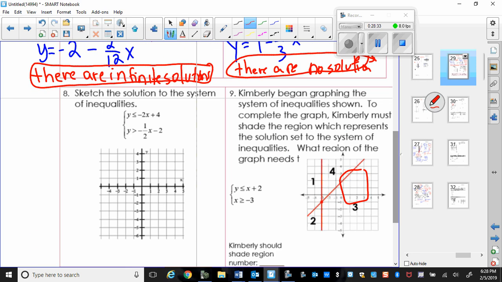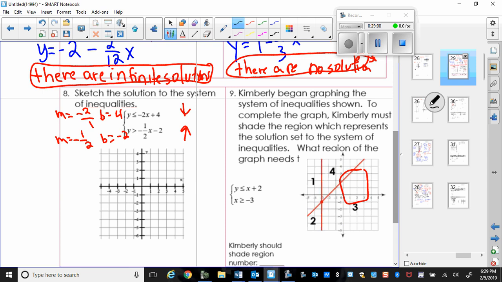Now, next, we're going to sketch the solution to the system of inequalities. So I'm headed down. I know m equals negative 2 over 1, b equals 4. For my second one, m equals negative 1 over 2, b equals negative 2. All right? And for the second one, I'm shading up, right?